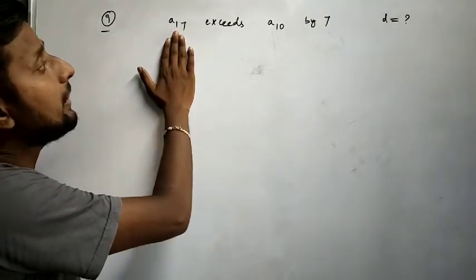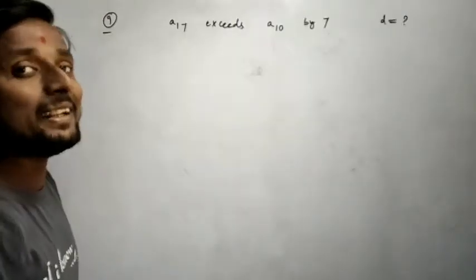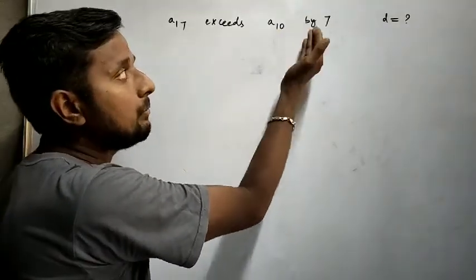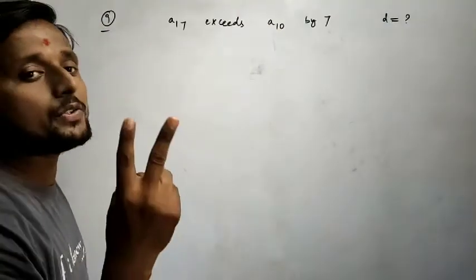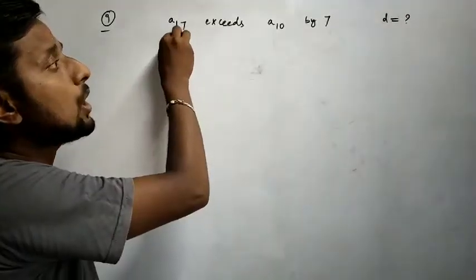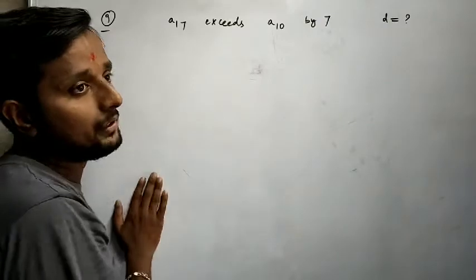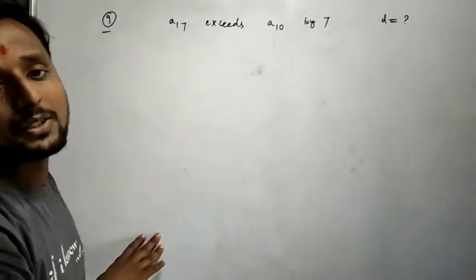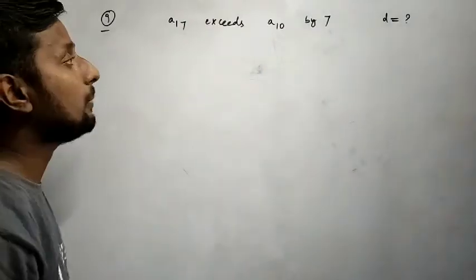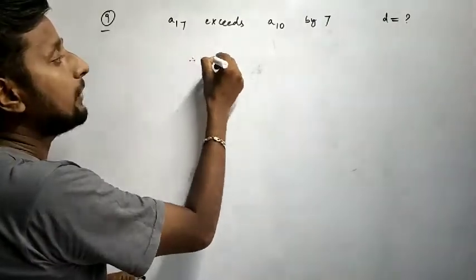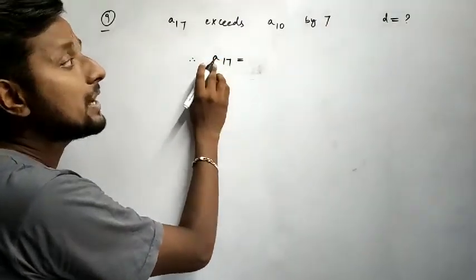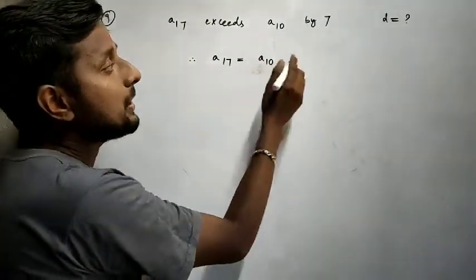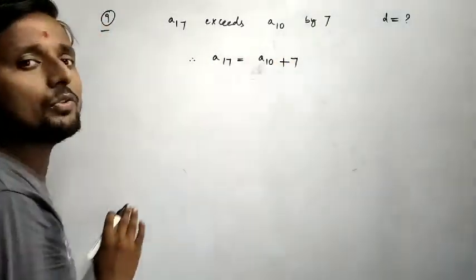He said A17 exceeds. Exceeds is nothing but increased, more. So A17 is more than A10 by how much? 7. So two things we can understand. One thing is it is larger than A10 by 7, or A10 is smaller than it by 7. The difference is 7. So the difference between both is 7. So by the problem, I'll write: the given information is A17 has 7 extra than A10. So that is the meaning. If I add 7 here, then both will be the same.